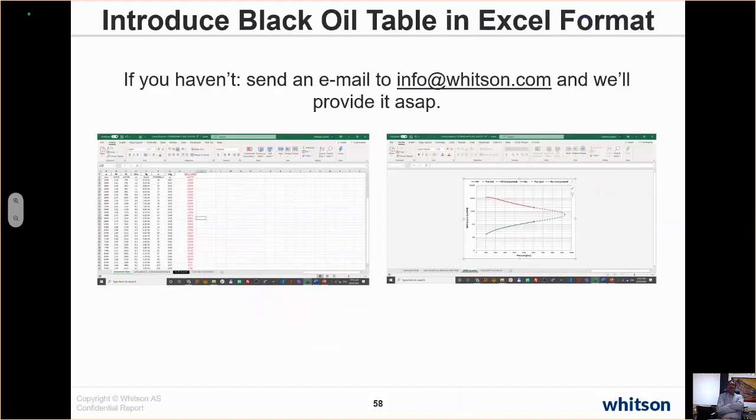Important to emphasize again, I think looking at the numbers, most of you have been able to download this black oil PVT table. But if you haven't, just feel free to send us an email to info@whitson.com and we'll provide it. It will probably be a little bit too late to actually do the exercise, but some of these things we'll just do together, so you'll be able to learn from that as well.